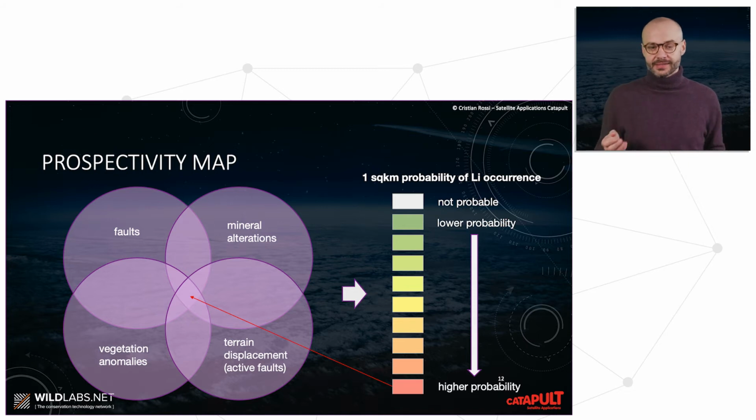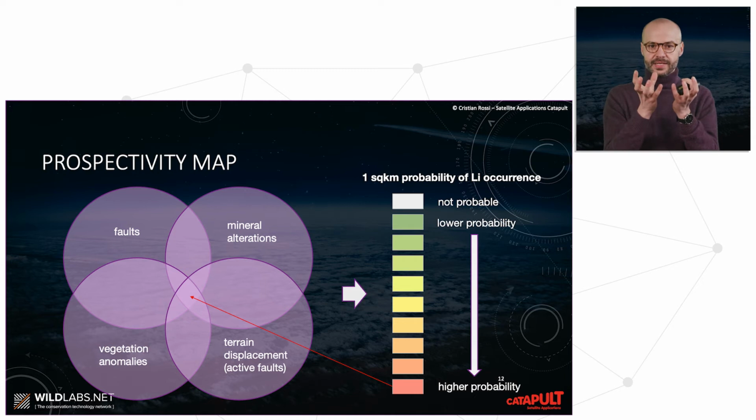Another direct proxy is called mineral alteration. It's basically how rocks are altered by heat, which is something that is derivable as well with this data. And displacements, so looking, for example, at active faults. So when we have a fault, it's possible that the terrain is moving.